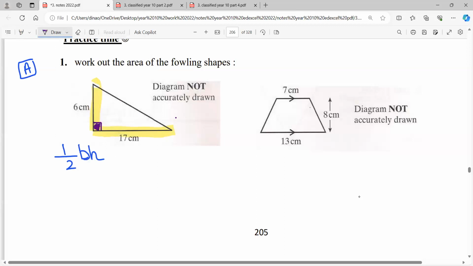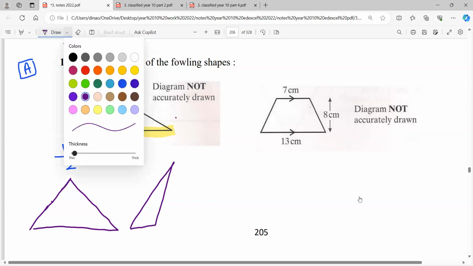So if the triangle is drawn in this form, or let's assume that the triangle is drawn in this form, or let's assume that the triangle is drawn in this form. Now, I'm going to use actually the same numbers.